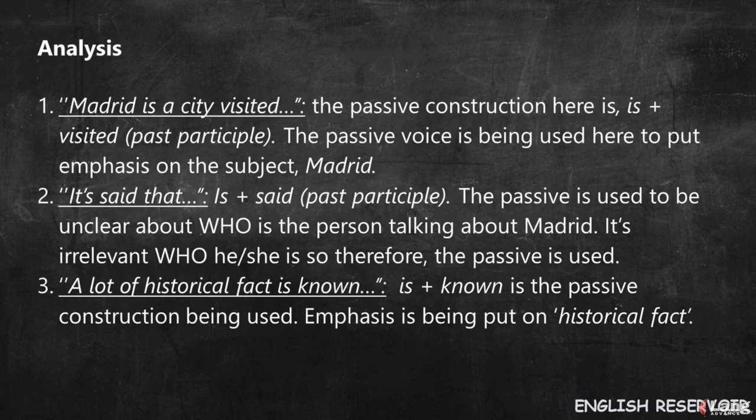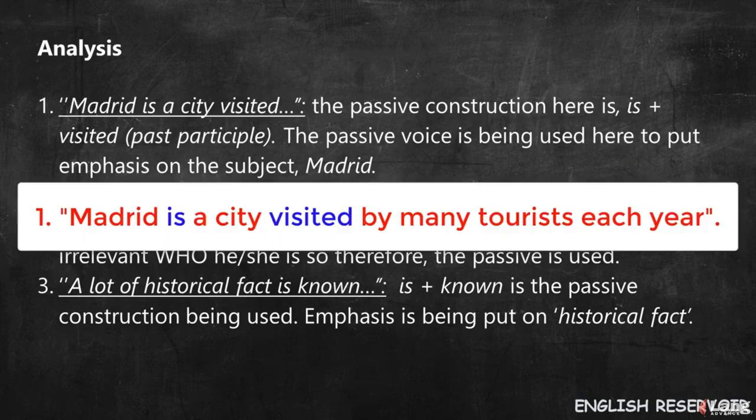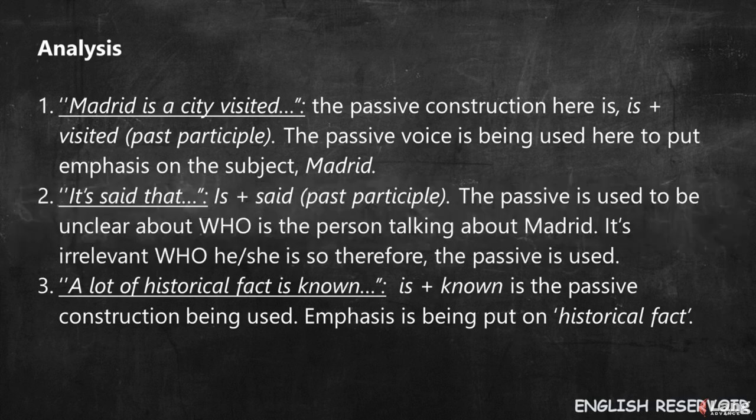Analysis. 1. Madrid is a city visited. The passive construction here is "is" plus "visited", which is the past participle. The passive voice is being used here to put emphasis on the subject, Madrid.